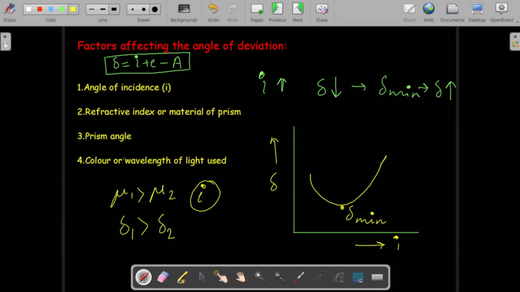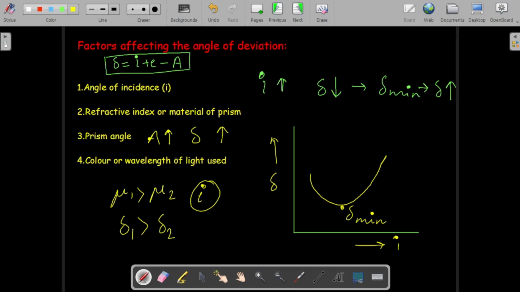Third one is the prism angle. We can see by the formula only. If we change the prism angle, we will see that there is a variation in the angle of deviation. So the relation with the prism angle is like this: if we increase the prism angle, delta is going to change, and the angle of deviation will also increase. If we increase the prism angle, then the angle of deviation is also going to increase.